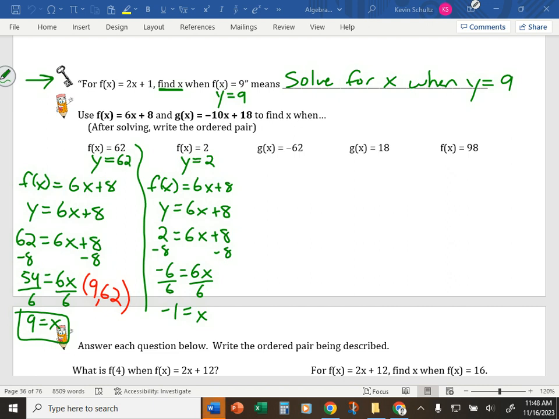Okay? What did we learn? We learned the ordered pair. X is negative 1. That's what we solved for. Y is 2. That's what we were given. (-1, 2) is on this line.